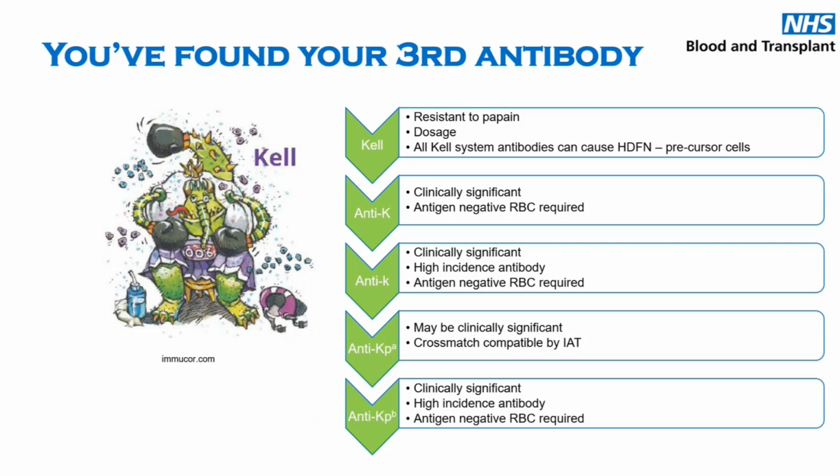Anti-KPA, this is one way it may be clinically significant. This is within the KEL family, but it's just cross-match compatible by IAT for the percentage in the donor population, as I mentioned previously. And then you have its antithetical antigen, which is anti-KPB, and similar to big and little K, that's high incidence, and you've got to give antigen negative blood for that. Again, probably a frozen blood bank job and pre-planning if you get one of those patients.